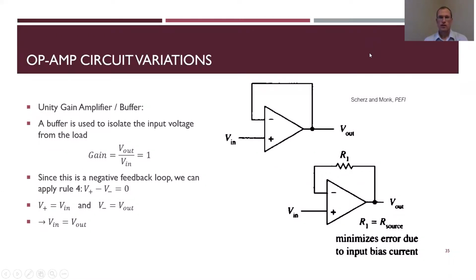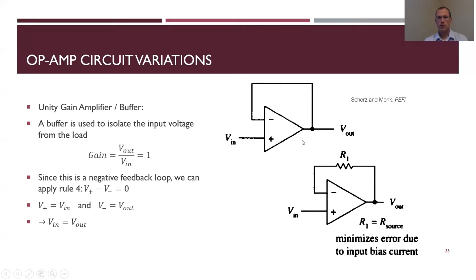The last thing to do today is go over a few different op-amp circuit variations. There are a few different ways we can hook this up that are very common. We'll see a few today and then a few at the beginning of next week. The first one is called a unity gain amplifier, or buffer. It's used to isolate the input voltage from the load. Like its name implies, unity gain, its gain is equal to 1.